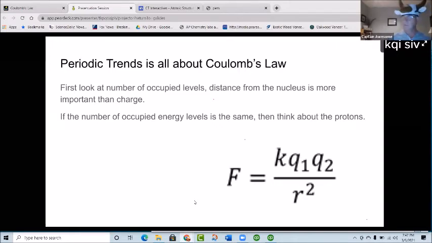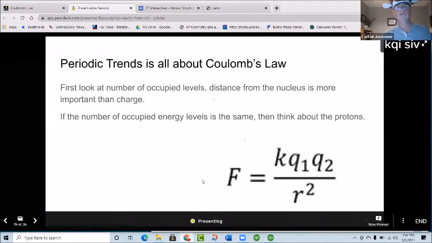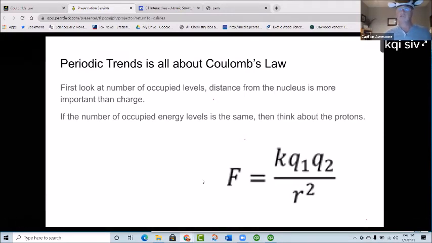When we were talking about the PES diagrams, the greater the distance between the nucleus and the electrons, the less the force of attraction, so less energy to remove it. The Q1 and Q2 also come into play in how many electrons you have and how many protons you have. And the general rule is this: you look at the electron configurations and the number of occupied energy levels. When you're comparing two things, you have to think about who has more layers of electrons. Whoever has a greater distance, that's much more important than charge.